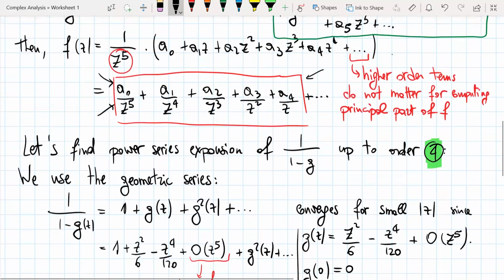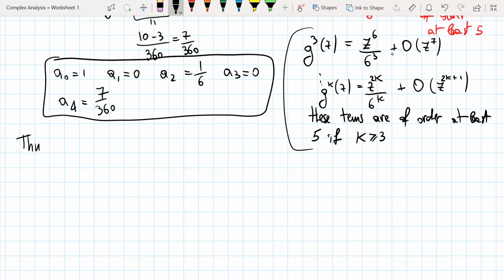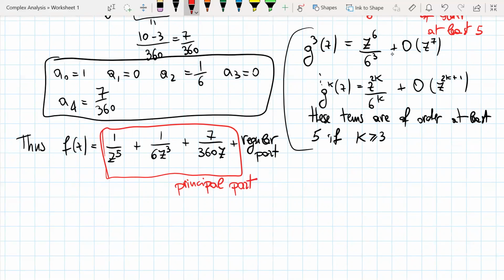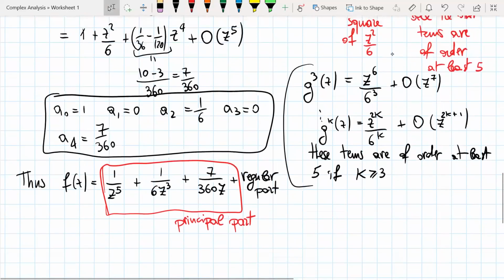So thus, f of z is 1 over z to the 5. Then we have 1 over 6z to the 3. And then plus 7 over 360 z. And then we have other terms here which come to the regular part, so plus the regular part. So this is here then the principal part.